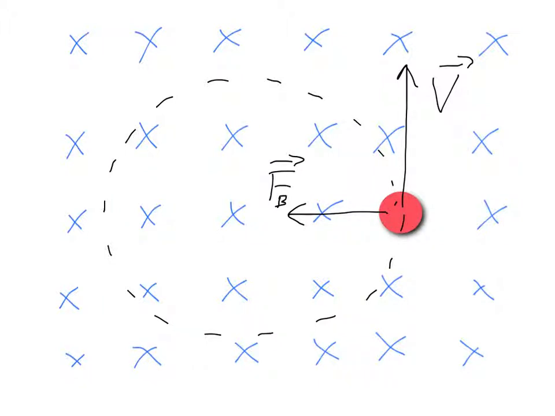Now, this is assuming that the magnetic field and the velocity vector are perfectly perpendicular to each other. If they're not, then you could have it not just spin around in a circle, but the center of that circle moving forward, and you could get some sort of helical shape. But at least in this simple case, you can see that we're reproducing circular motion just by taking a charged particle and moving it through a magnetic field.